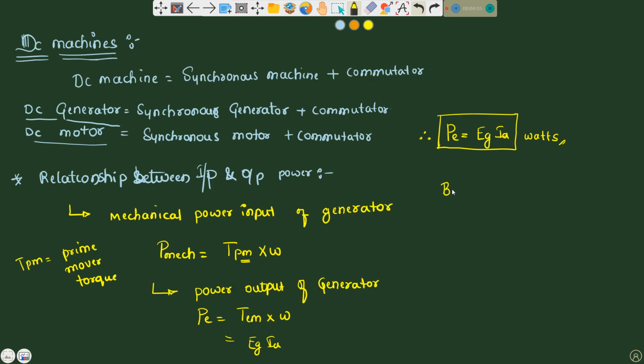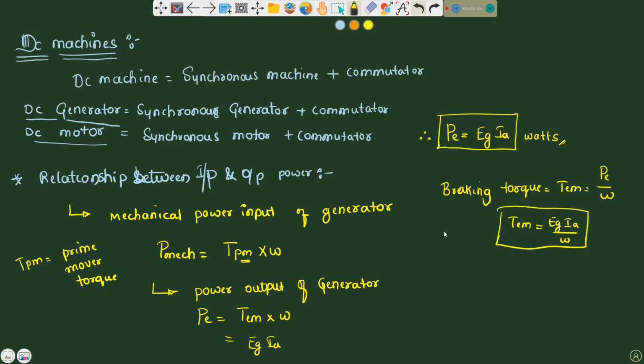So we have another torque. In generating action there will be a motoring action taking place, as well as in a motor there will be a generating action taking place. So here in the generator we call it a braking torque, which is due to magnetic drag. So T_EM, braking torque or electromagnetic torque, will be equal to P_E divided by omega. So Eg times Ia by omega will become the electromagnetic torque of a DC generator.